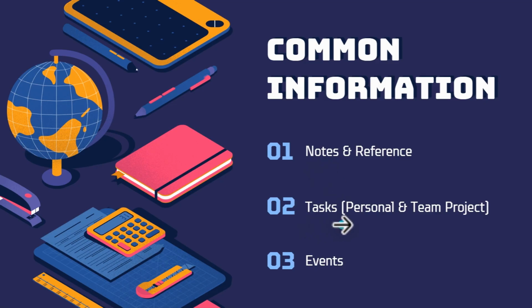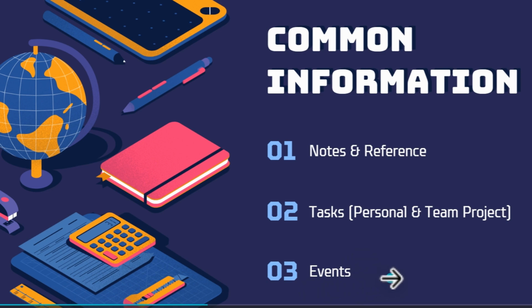The second one is tasks. Tasks are things like to-dos, things that you need to do, some actions that you need to do, either related to you personally or your team project. And then the last one will be events. Events are things like meetings, or a conference. These are the important information that we are dealing with. Now, once you understand this, it's easy for us to manage all the information that we are dealing with. So let's jump in and show you my workflow.